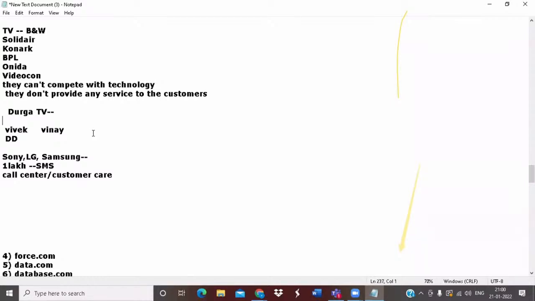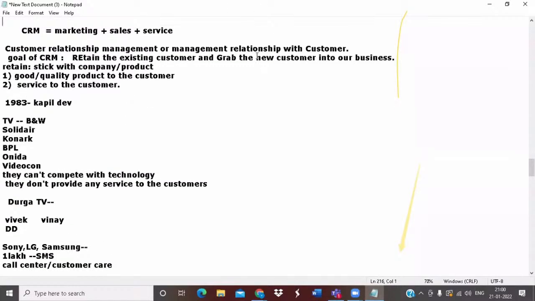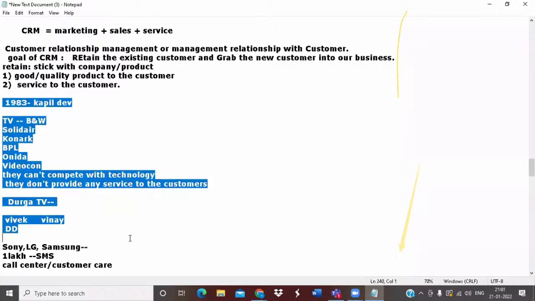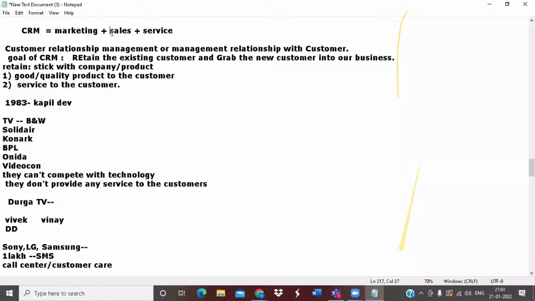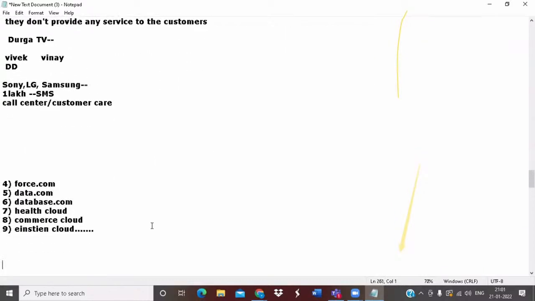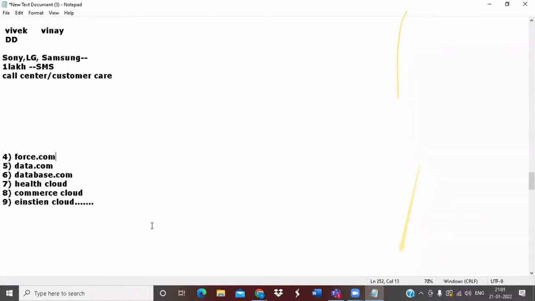Yes, sir. So if you provide good service to the customer, definitely the customer is going to be happy. Once the customer is happy, then automatically new customers come into the business. All of you understand? So this is the goal of what? CRM. I hope all of you understand this elaborate example. So after marketing and sales, we have to focus on service also. The combination of marketing, sales and service, we call CRM.